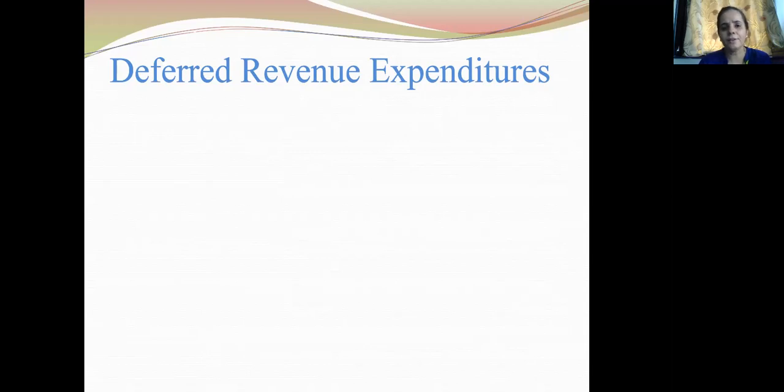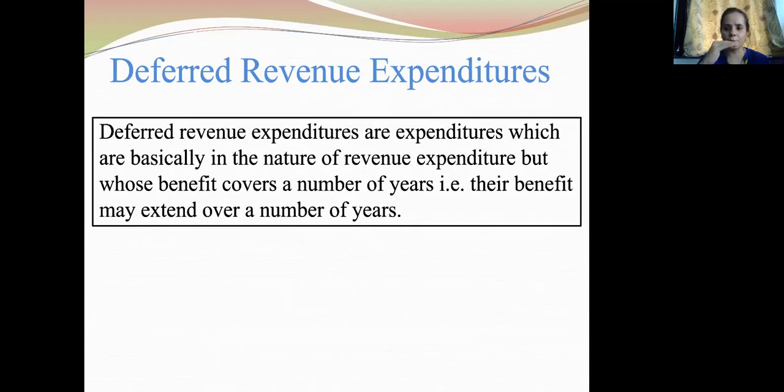Or, in very simple language, if I have to tell you, these expenses are between revenue expenses and capital expenses. See, revenue expenses are only for 1 year, whereas capital expenses are for a longer period. Now, deferred revenue expenses are in between both. It means, when you know the number of years, suppose I am doing advertisement, I would like to give you an example for this.